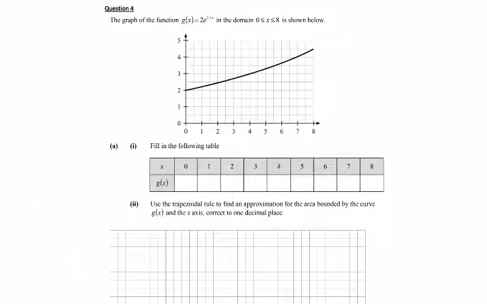Question 4, we're given this graph of the function 2e to the power 0.1x, and we're asked to fill in the following table. So just set this up on your calculator and change x from 0, and then 0.1, 0.2, 0.3 all the way up. I'm going to round these to 2 decimals. 2.21, 2.44. You can set up the table on your calculator as well if you've been taught that way. 2.7, 2.98.